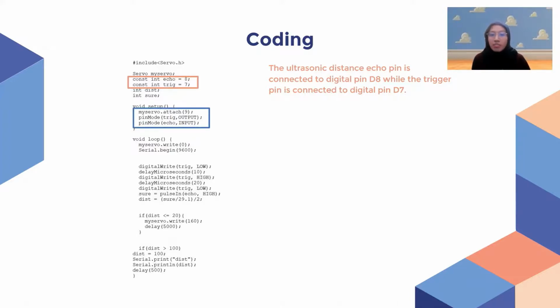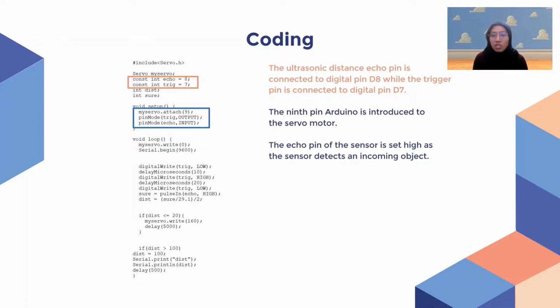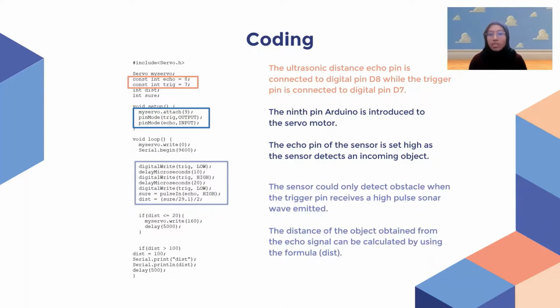Alright, next, as for this part, the Arduino is introduced to the servo motor, and the echo pin of the sensor is set high as the sensor detects an incoming object. Lastly, the sensor can only detect an obstacle when the trigger pin receives a high pulse on the wave emitted. Therefore, the distance of the object obtained from the echo signal can be calculated using the distance formula as shown in the coding.